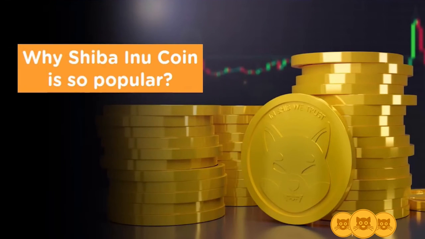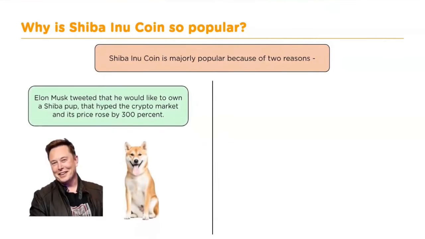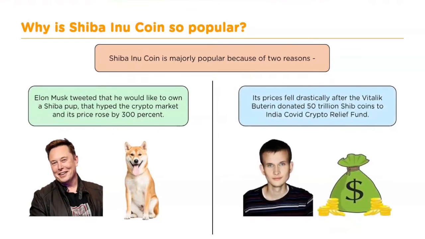Now this definitely raises a question in my mind. Why is Shiba Inu coin so popular? Shiba Inu coin is majorly popular because of two reasons. Tesla founder Elon Musk has tweeted recently expressing that he would like to own a Shiba pup that hyped the crypto market and its prices rose by 300%. On the other hand, its prices fell by around 40% after the founder of Ethereum blockchain network, Vitalik Buterin, donated 50 trillion Shiba Inu coins to Indian government for COVID relief fund of an Indian crypto entrepreneur, Sandeep Naiwal.